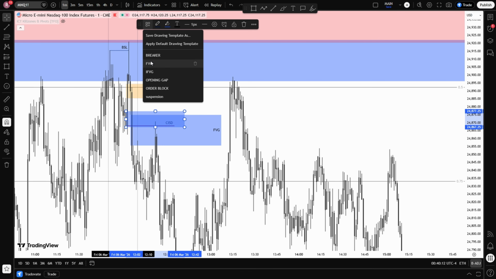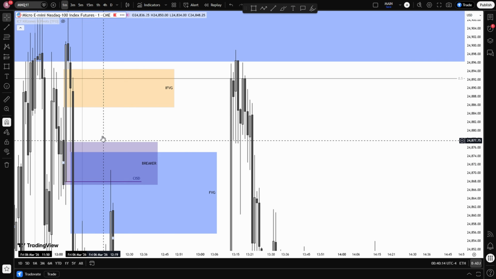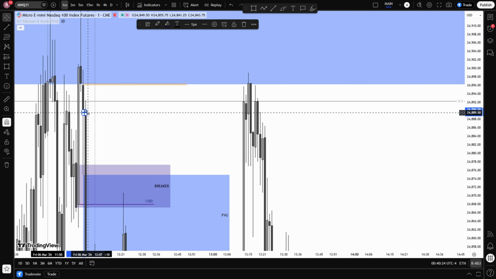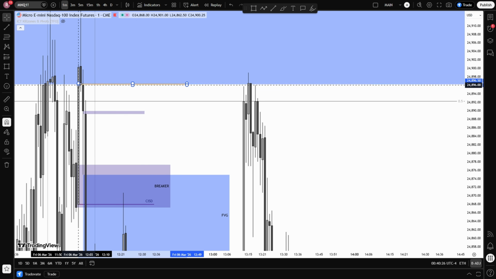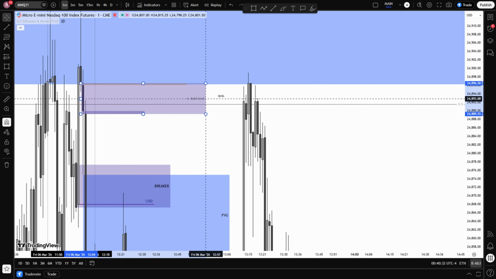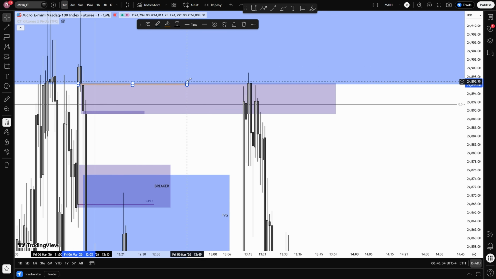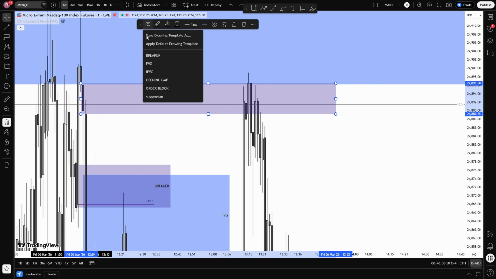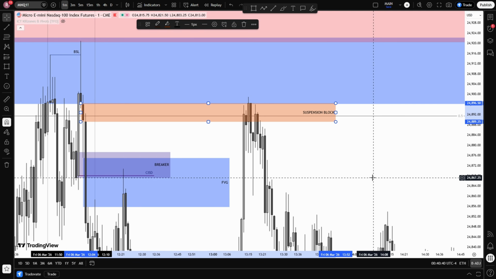You can see there is one volume imbalance on one side, another volume imbalance on the other side, and there is a single candle sitting between them. It does not matter whether there is a fair value gap or not. In this example, there actually is a fair value gap, but that is not the requirement. If we mark the entire range from the first volume imbalance to the second volume imbalance, that entire area becomes the suspension block. And this block tends to be much stronger than a normal fair value gap.